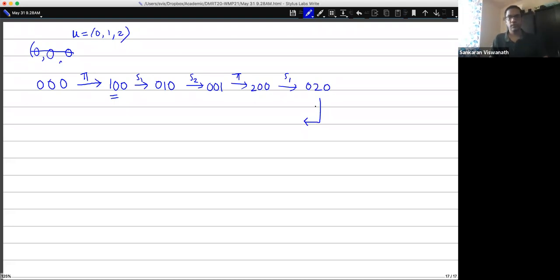Sorry, what am I trying to do? I'm trying to get 0, 1, 2. So I perform pi. It gives me 1, 0, 2. And again, I perform S1, which gives me 0, 1, 2.